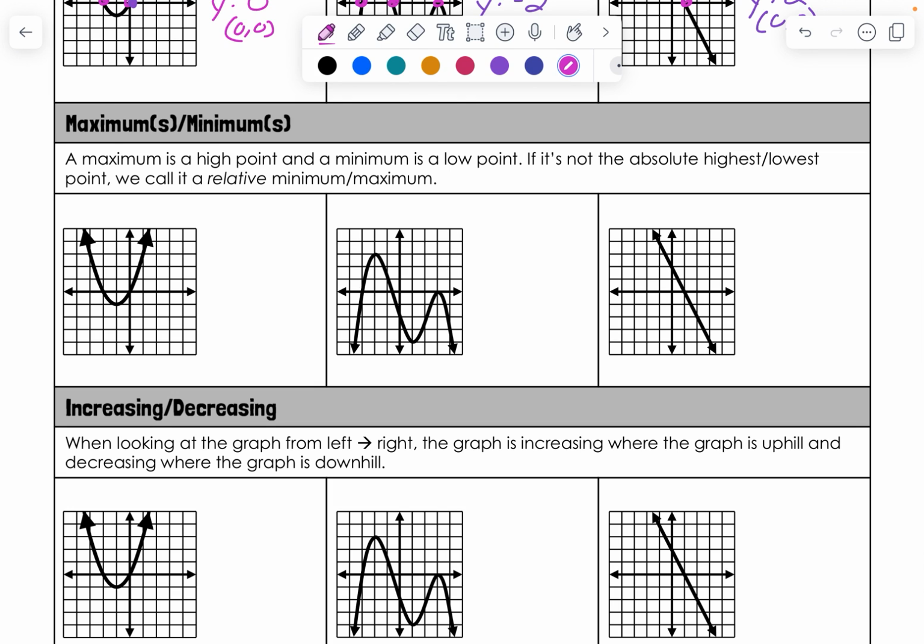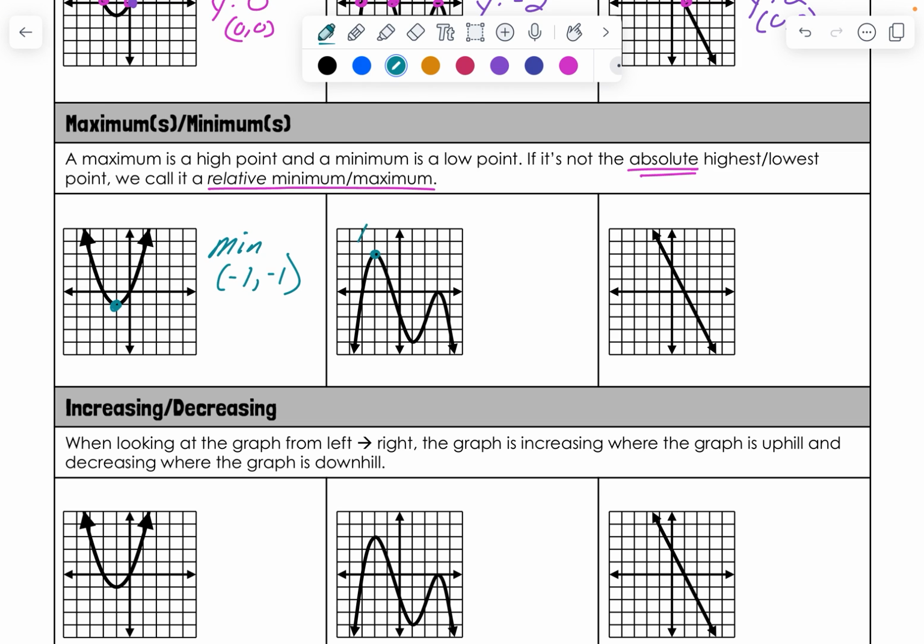So a maximum is a high point and a minimum is a low point. If it's the absolute highest and lowest, it's called the absolute. Otherwise, it's a relative max or min. So let's see. We've got right here, that's a minimum, right? So there's a minimum at, this would be at -1, -1.